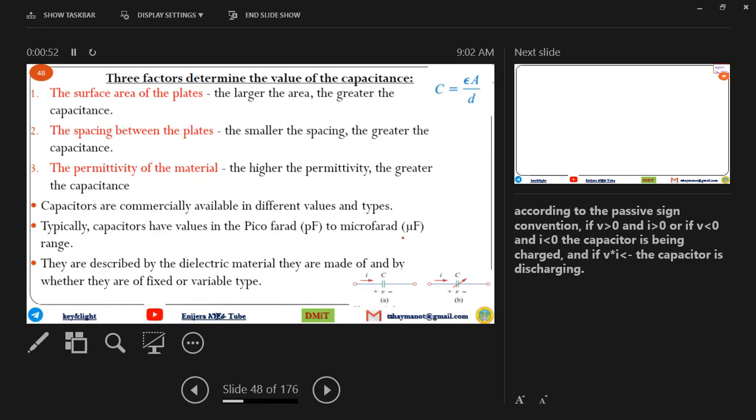According to the passive sign convention, if the voltage V and current I are greater than 0, or if the voltage and current are less than 0, the capacitor is being charged. That means the multiplication of the voltage and the current should be positive. V times I should be positive. If either of the two becomes negative, the capacitor discharges.